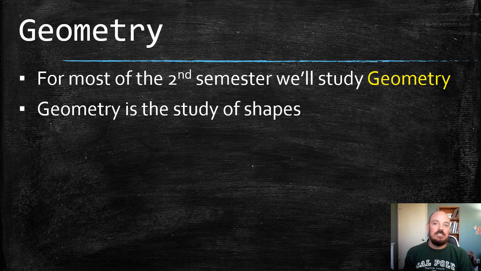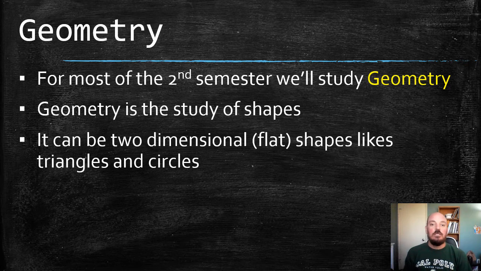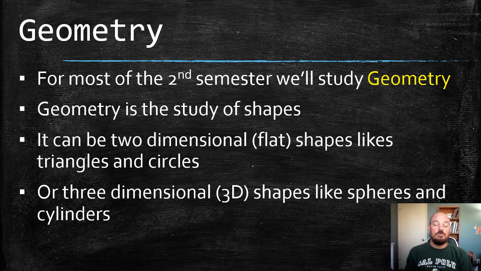Now, geometry is a branch of math where you study shapes. We can study two-dimensional or flat shapes. That would be things like triangle, circle, square, rectangle. You've seen a lot of that already. We're going to go into it in a little bit more depth, but you've definitely seen some of that. Or you can also study three-dimensional, or I'll call it 3D for short, shapes like sphere, cylinder, pyramid, cone, things like that. We're going to spend a lot of time on two-dimensional shapes and some time on 3D shapes.